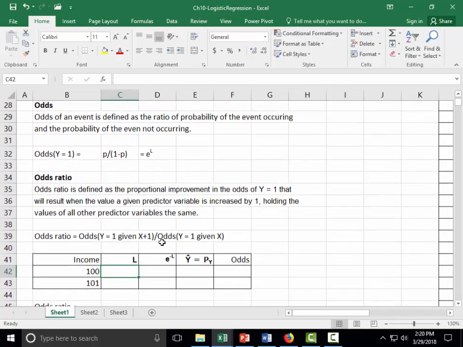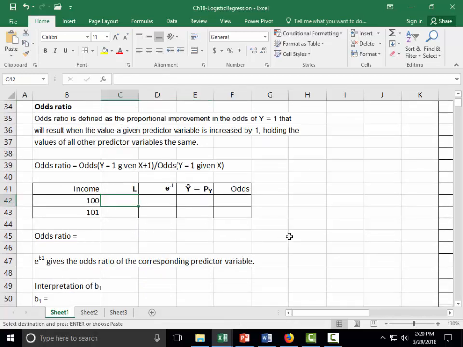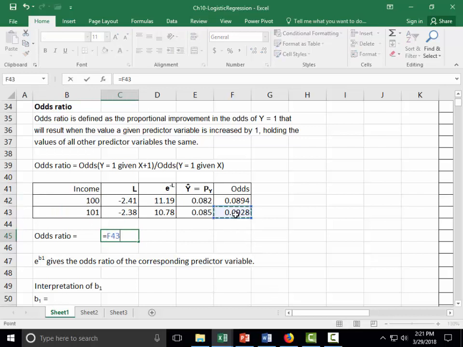Let's copy these 3 formulas here, actually all of them, and copy that down. So when the income goes up by 1, the odds change from that to that. Now if you find a ratio of that, we get what is called the odds ratio. If x goes up by 1, the odds of success increases at the rate of this.